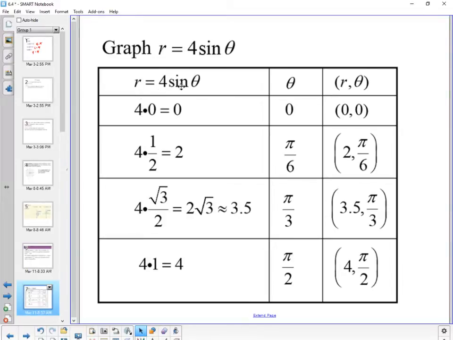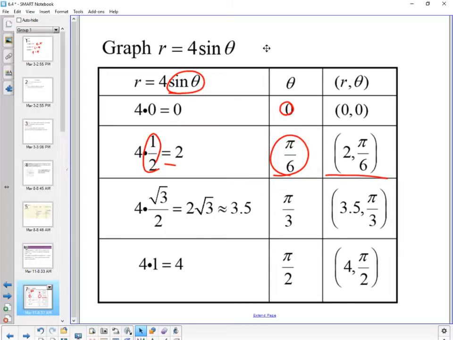So here's our function, r equals 4 sine theta. Some very important value to pick would be 0, correct? So if we're at 0, we're going to go 4 times 0. Where does 0 come from? The value of sine when it's 0. And then we're going to do pi sixths. What is the sine of pi sixths? 1/2. So 4 times a half is 2. So now we have the coordinate 2 comma pi sixths.